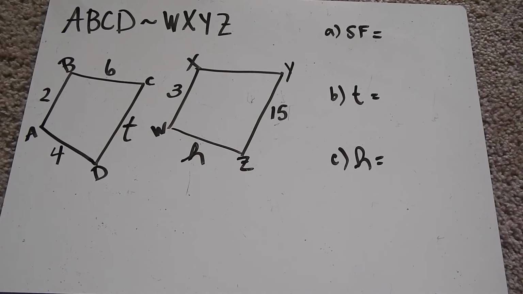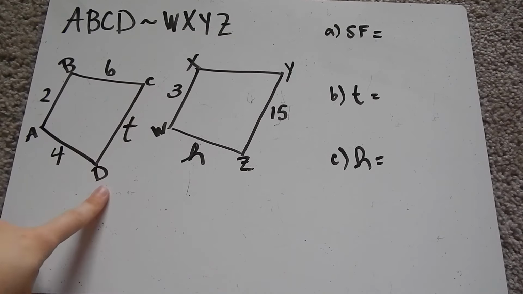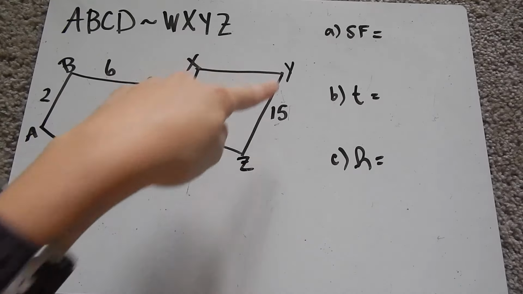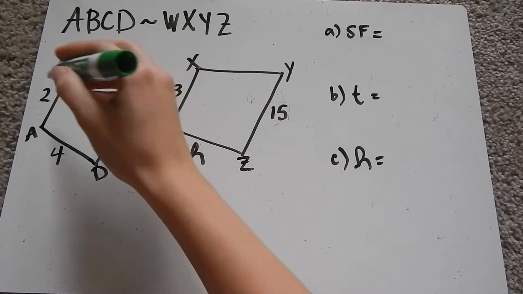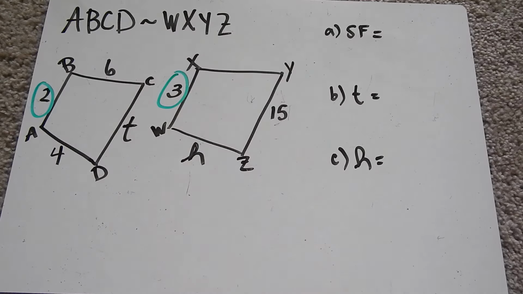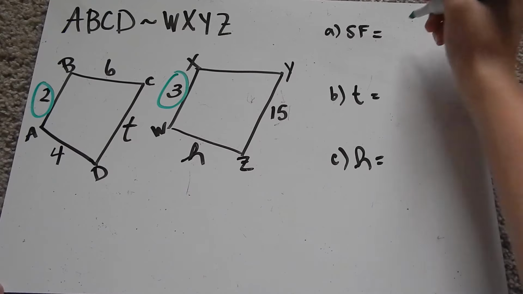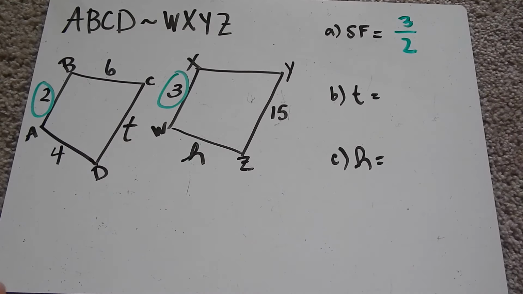Here's our last example. We have two quadrilaterals. A, B, C, D is similar to W, X, Y, Z. Okay, so I want to find my scale factor here again first. So I'm going to pick two sides that give me numbers for both corresponding sides. So I have AB and WX. That gives me my scale factor. That's going to be 3 over 2. 3 over 2 is my scale factor there. So to get from this to this, I multiply by 3 over 2.